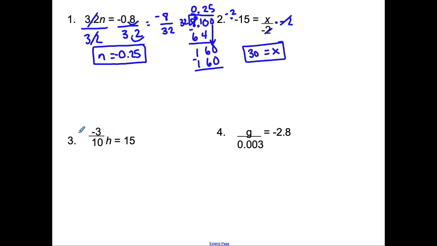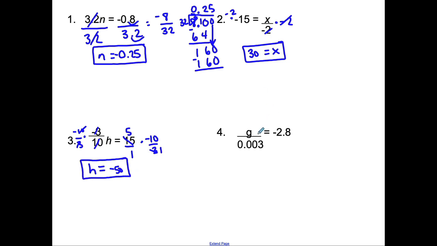-3/10 times h equals 15. I'm going to multiply by the reciprocal, keep, change, flip. -10/3 times -10/3. I do need to make that into an improper fraction, so 15 over 1. My 10s cancel out, my 3s cancel out, my negatives cancel out, leaves me with h. Okay, I am going to cross cancel. 3 divided by 3 is 1. 15 divided by 3 is 5. 5 times -10 is -50. 1 times 1 is 1, so I have h equals -50.